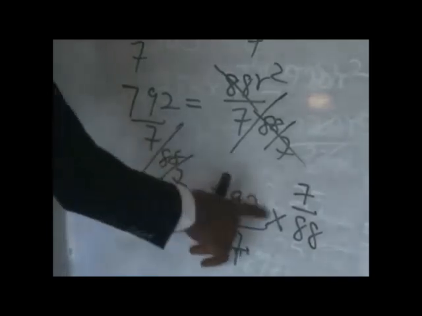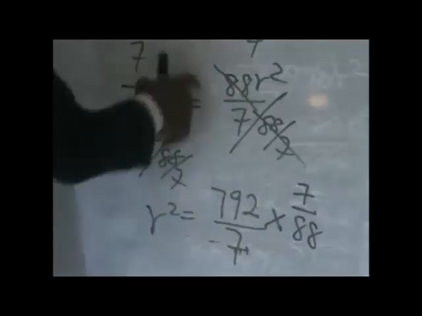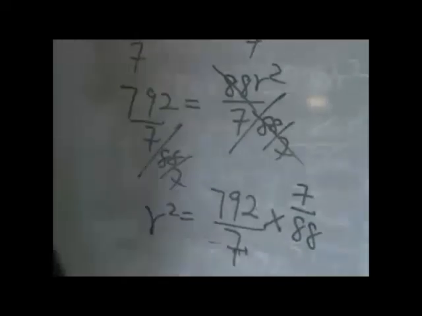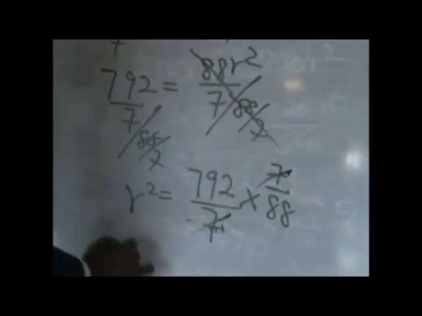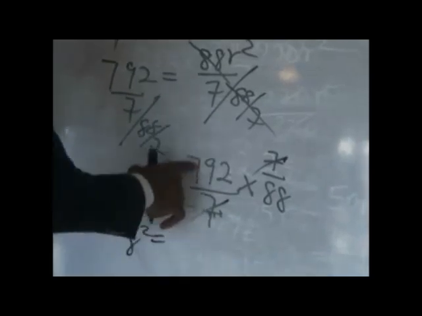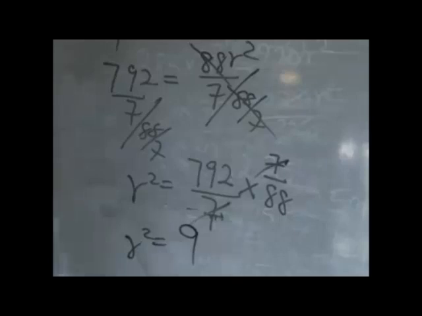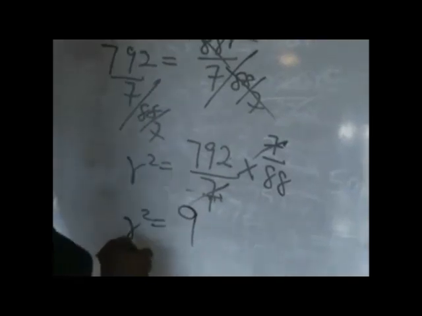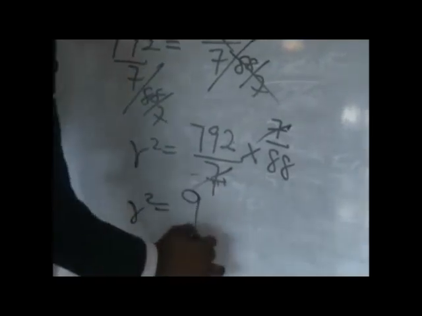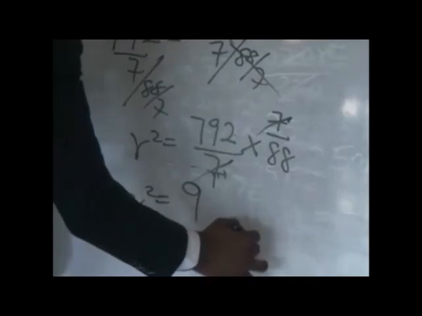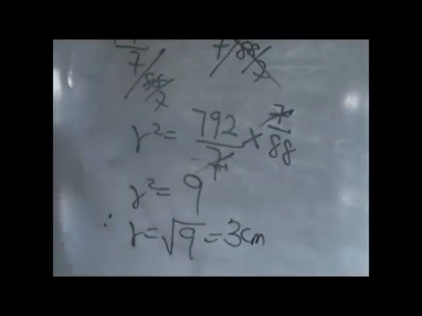So 792 over 7 times 7 goes up, 8 comes down, becomes 7 over 88. So this and this can cancel out. Are you following? So r squared now becomes 792 divided by 88. You are going to have 9. Therefore, radius becomes the square root of 9, which is now what? 3 cm. So 3 cm becomes the radius.